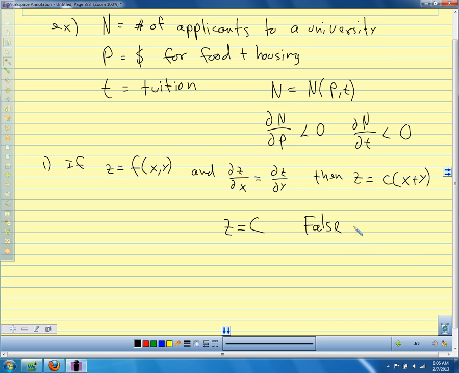And we could think of all kinds of examples. The example I thought of was z equals x plus y plus 1. It's not in this form, but the first partials are equal. So similar idea. All right, second true or false question.